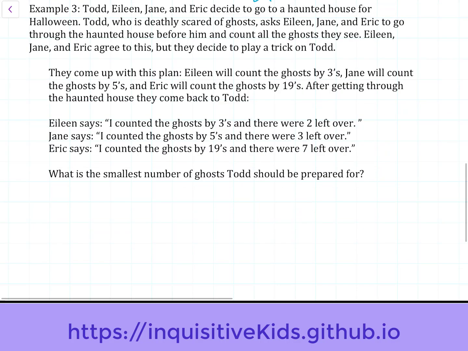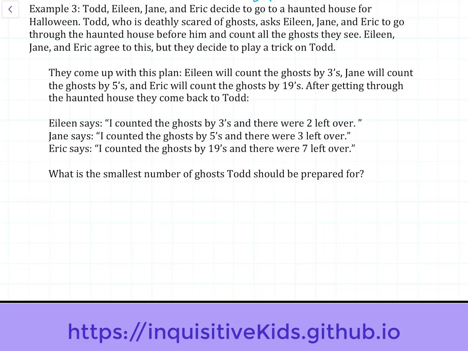Now let's take a look at our final problem. Example 3. Todd, Eileen, Jane, and Eric decide to go to a haunted house for Halloween. Todd, who is deathly scared of ghosts, asks Eileen, Jane, and Eric to go through the haunted house before him and count all the ghosts they see. Eileen, Jane, and Eric agree to this, but they decided to play a trick on Todd. They come up with this plan.